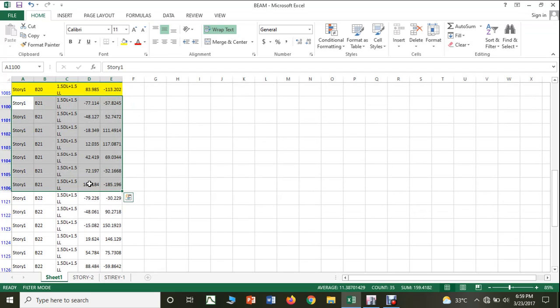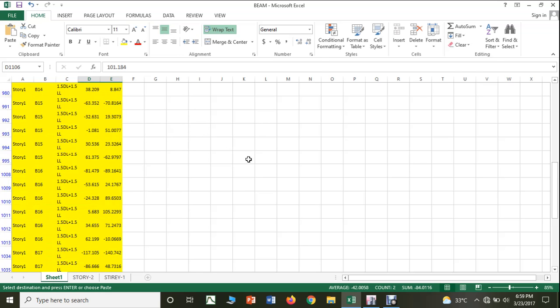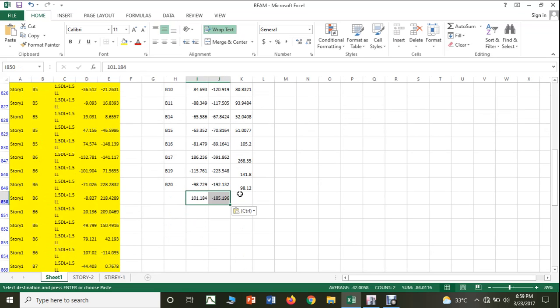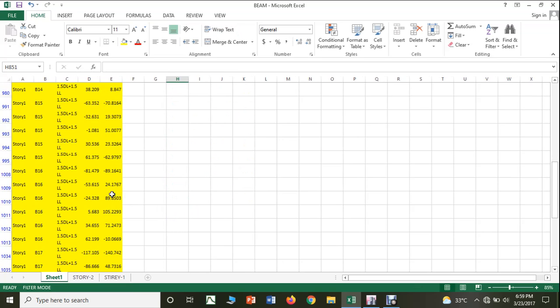The next that you can have is beam number 21. The highest is this one, and the positive value is 117.0, 117 you can say. So 117, beam 21.